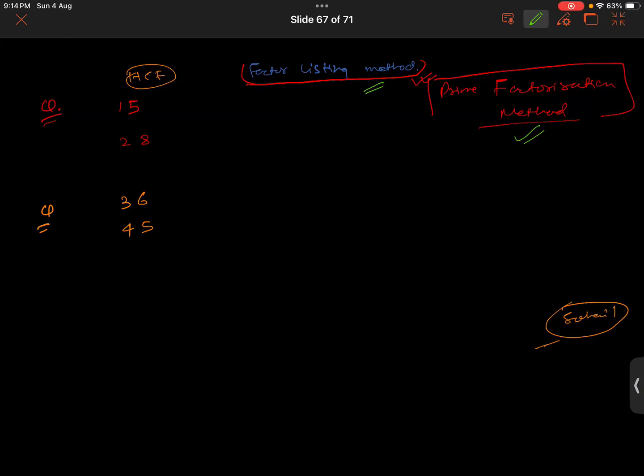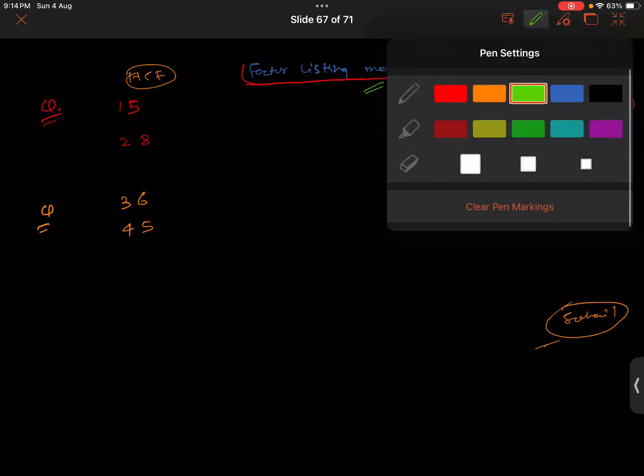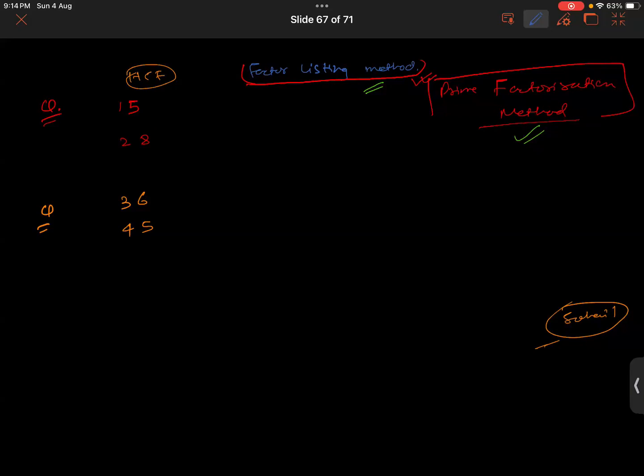Sir, the next question we can do by both methods, the factorization method and listing also. You can use any of the methods, whichever you find convenient. But you do one thing: solve it using the prime factorization method, because that would be much more important.